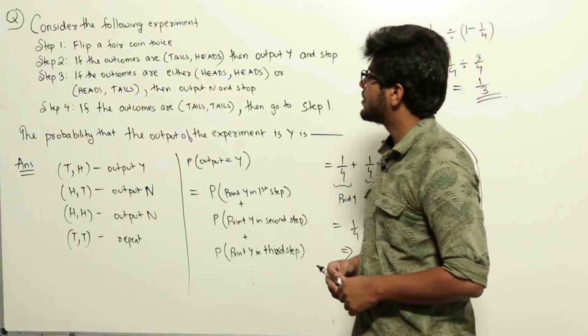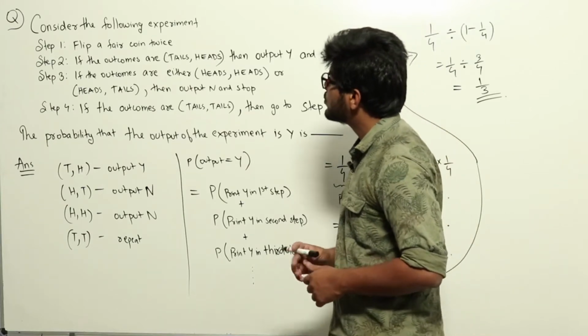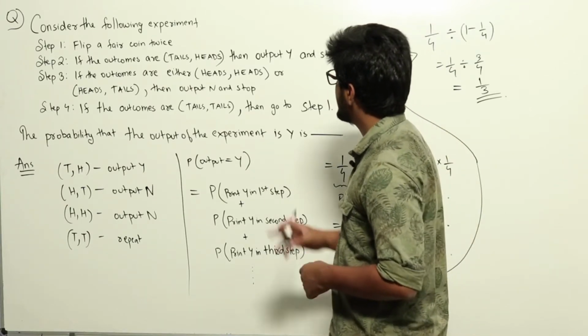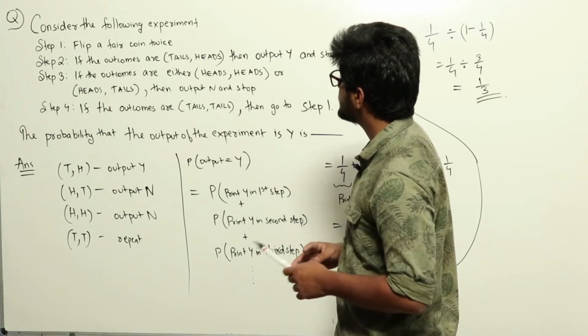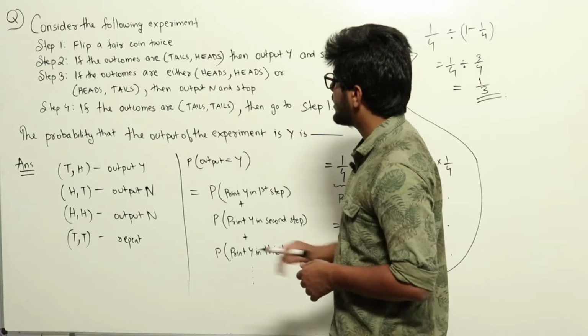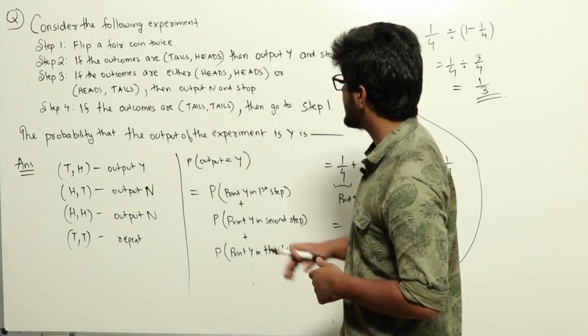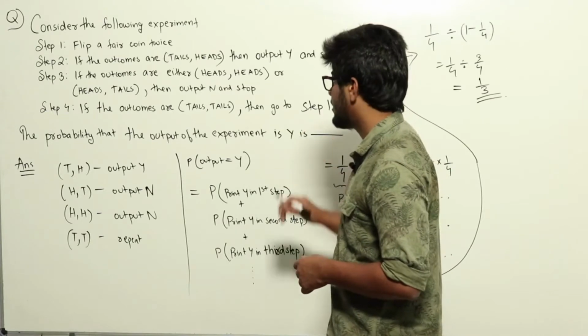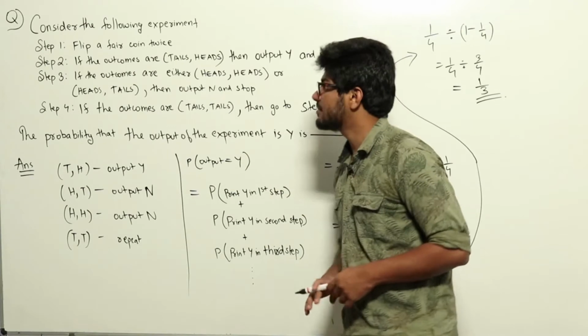Consider the following experiment. Step 1. Flip a fair coin twice. Step 2. If the outcomes are tails, heads, then output Y and stop. Step 3. If the outcomes are either heads, heads or heads, tails, then output N and stop. Step 4. If the outcomes are tails, tails, then go to step 1. The probability that the output of the experiment is Y is dash.